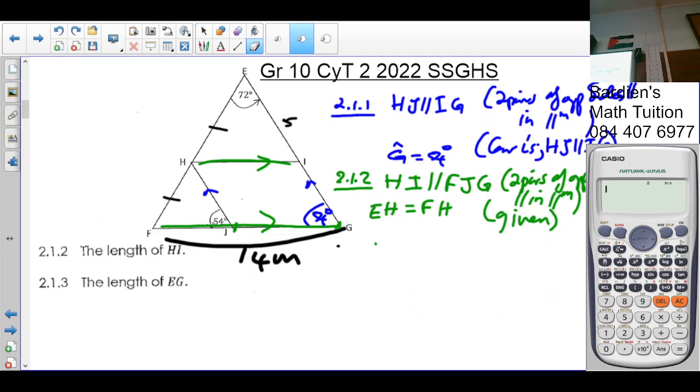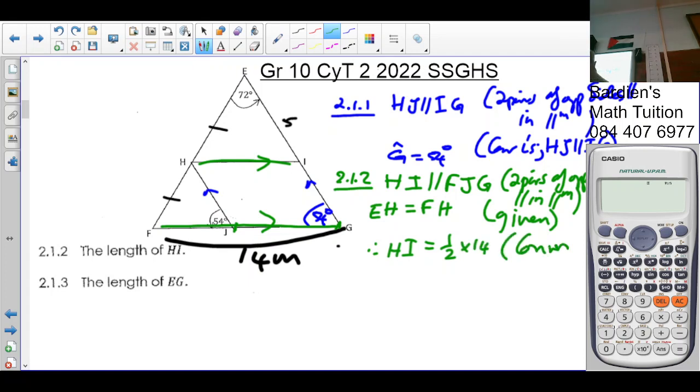Okay. So we say, therefore, HI is going to be half of FG, which is 40. Why? Because it's the converse of the midpoint here. You can't just write midpoint here. Converse of midpoint here. Okay, so which gives you an answer? 7.